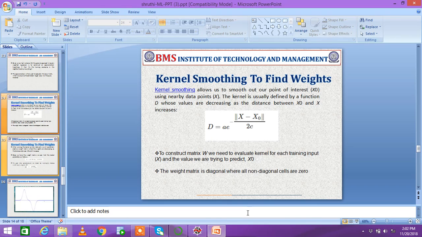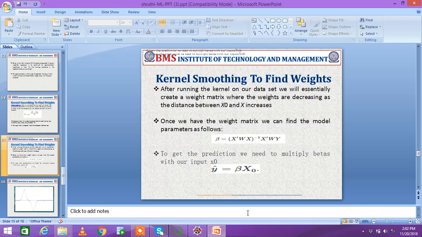Now we need to construct a matrix W to evaluate the kernel for each training input x and the value we are trying to predict, x naught. The weight matrix is diagonal, where all non-diagonal cells are 0. In kernel smoothing, after finding the weight, it will be multiplied with the given x. After running the kernel on our data set, we essentially create a weight matrix where the weights are decreasing as the distance between x naught and x increases.